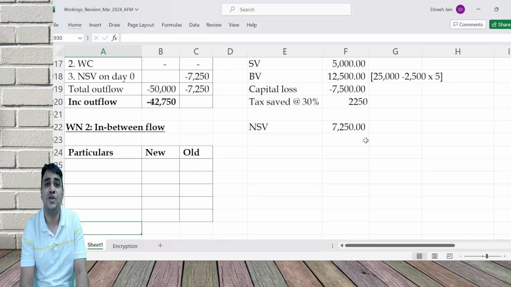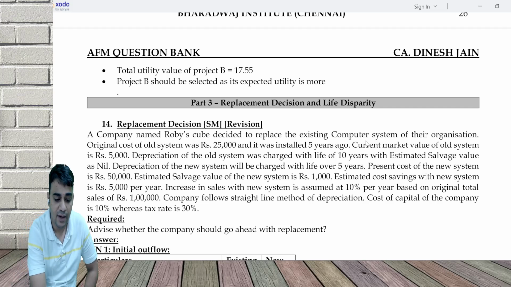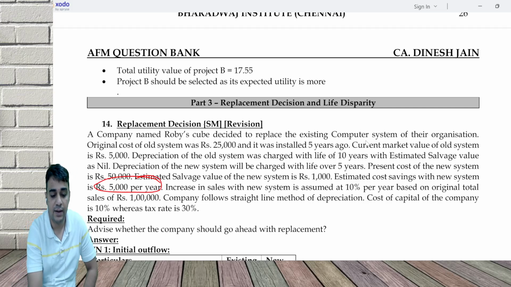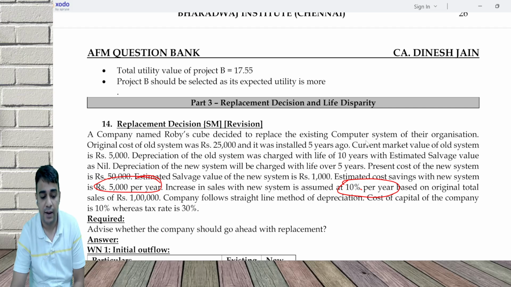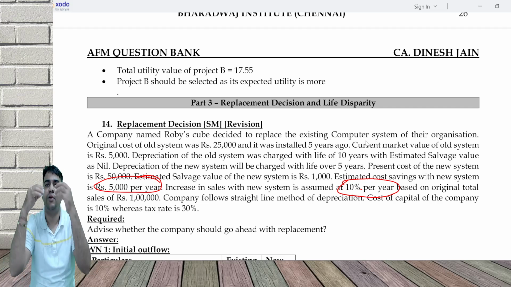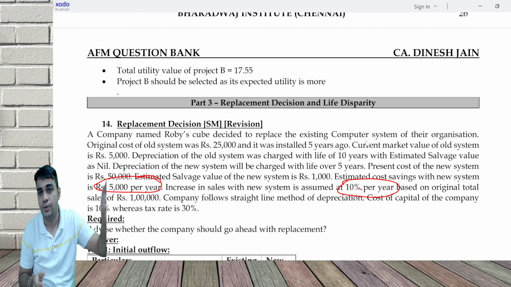What is the benefit of this new machine? There's a saving of 5,000 and a revenue increase of 10,000. The old machine, I don't know what is going to happen, so let me not worry about the old machine. Let's keep old separately, new separately.